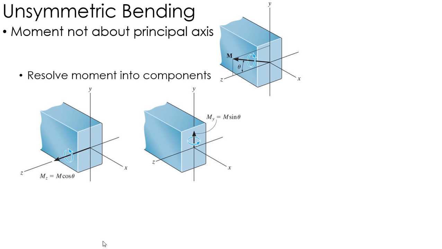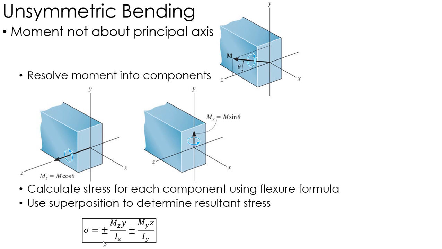Basically, you just resolve the moment into components, one along each of the principal axes that we have there, about the symmetry there, and then essentially you just do the flexure formula about each axis and add them together through superposition. These plus and minuses that I have here and here, the book follows one way.